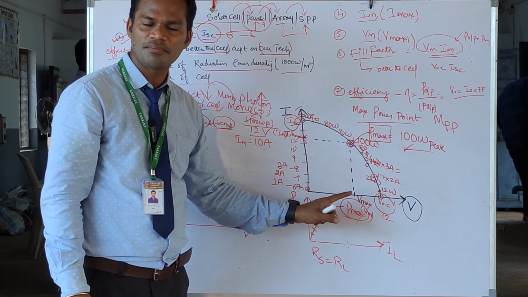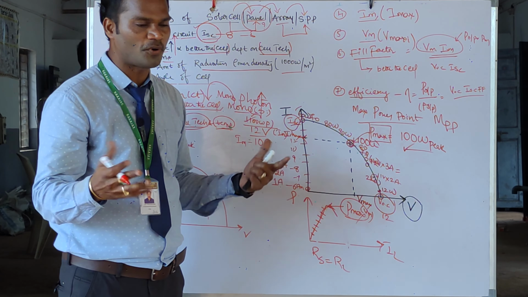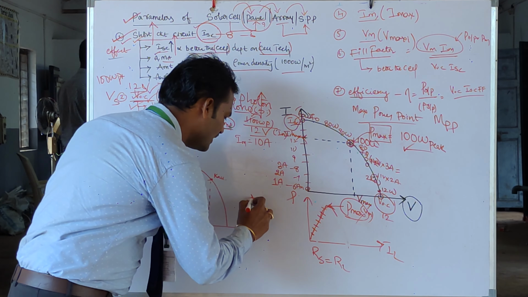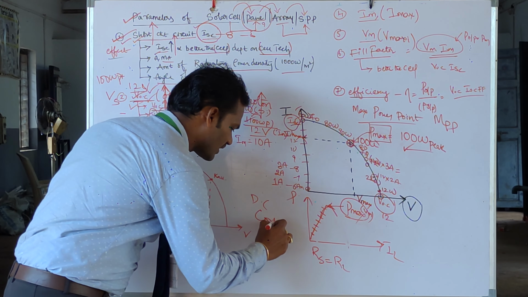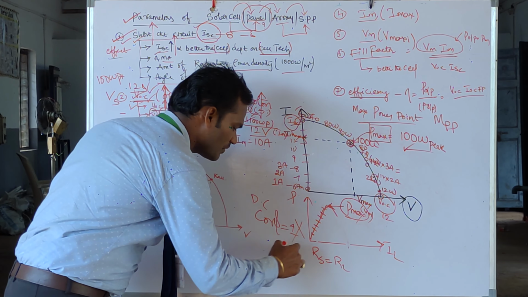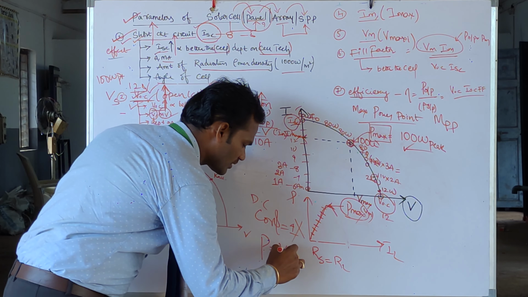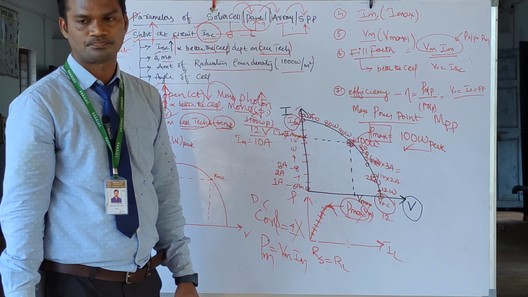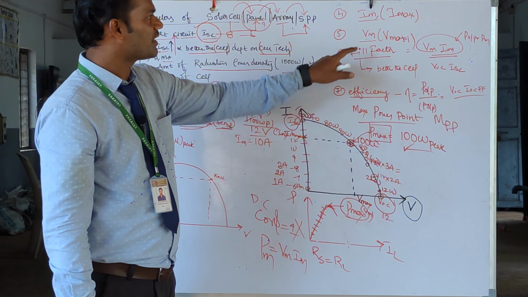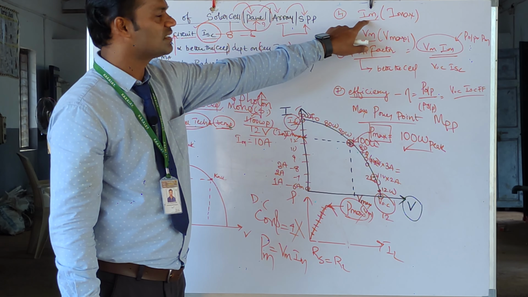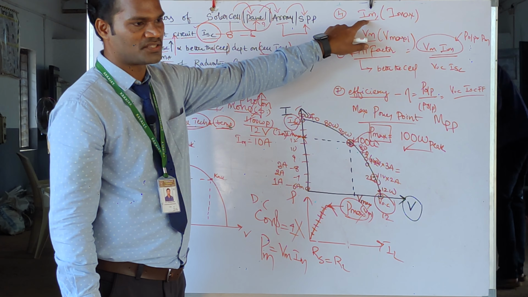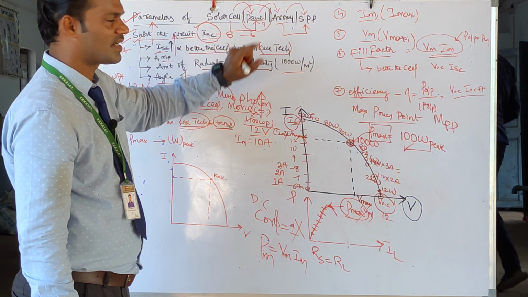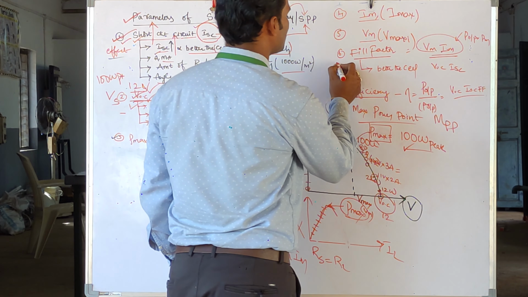The product of VM into IM into 1. There is no power factor here. Why is there no power factor? This is a DC load. In a DC load, what is the power factor? Cos phi is equal to 1. That's why we write the power as a product of V maximum into I maximum, which is P maximum. That's how we are getting V maximum as well as I maximum. So this comes under the parameters of a solar panel. Next one is the fill factor.